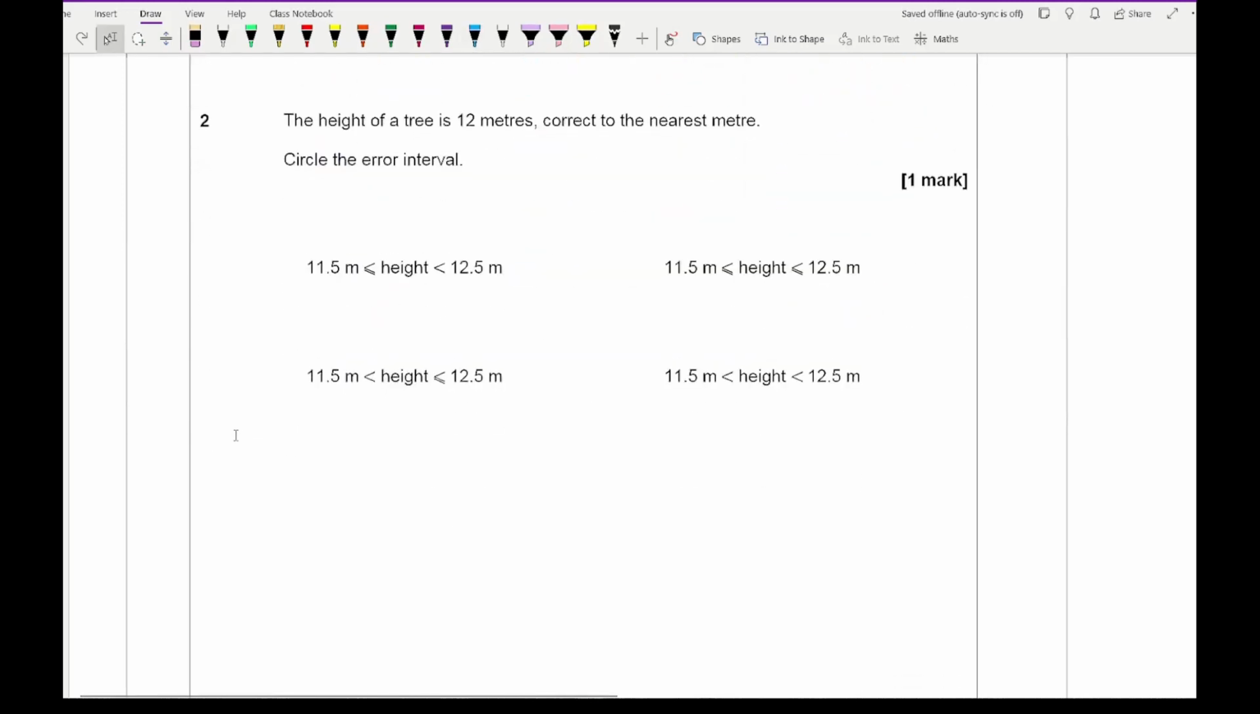For question 2, it says the height of a tree is 12 meters, correct to the nearest meter. Circle the error interval. Now, if it's to the nearest meter, I divide that by 2, in which case I get 0.5. So what I want to do is 12 plus or minus 0.5. And which of those does it equate to? It's going to be the first one. Now, the reason why is because with the upper value, it's always got to be less than. So that's why it's option 2 rather than any of the other options, because obviously it can equal the lower bound, but it can't equal the upper bound.